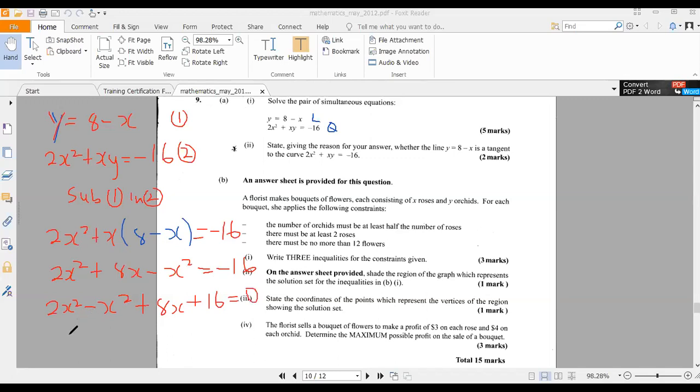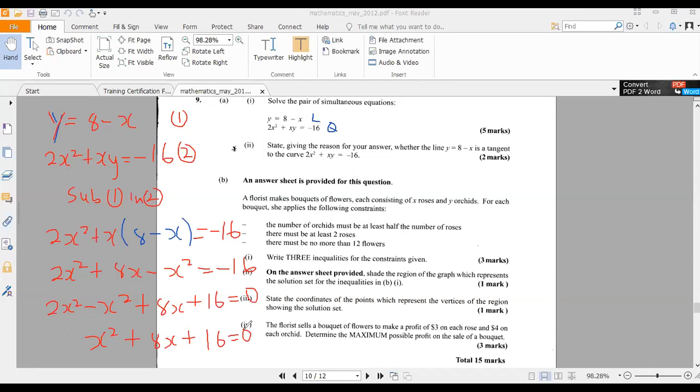Then this will give me 2x minus 1x will give me x squared, right? Plus 8x plus 16 is equal to 0. All right, so I get equal to what?